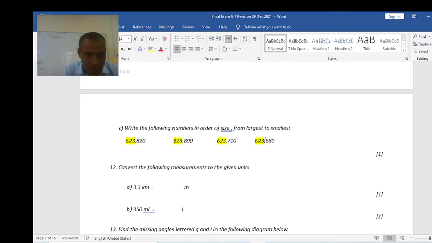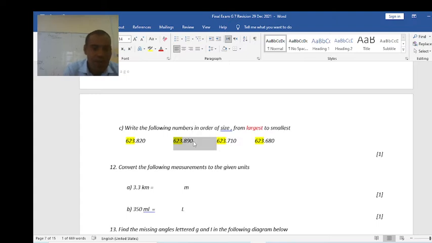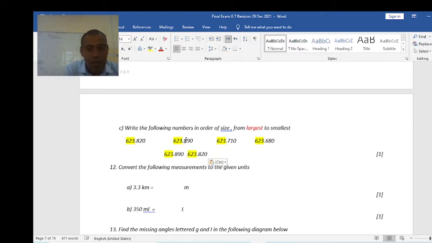Move now to this. This is 8, this is 8. This is 7, this is 6, so these are too small. I will compare this and that because you need to write the larger number first. Clear? So this is 820, this is 890. This is the first number, my learners. Then after that comes this one. Copy and paste here. Then we finished this one.